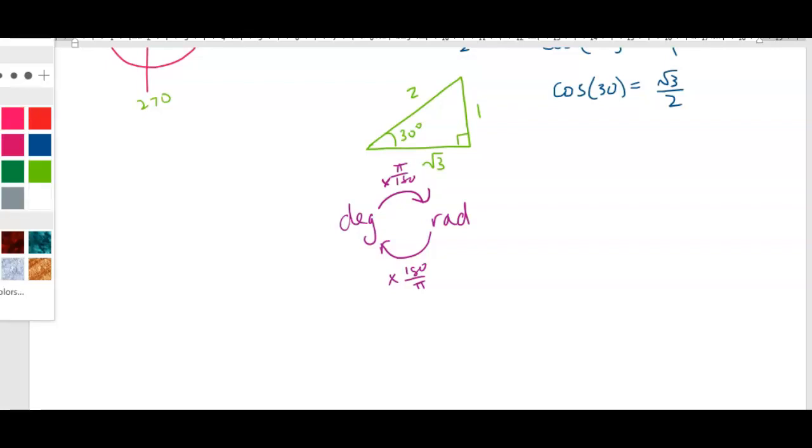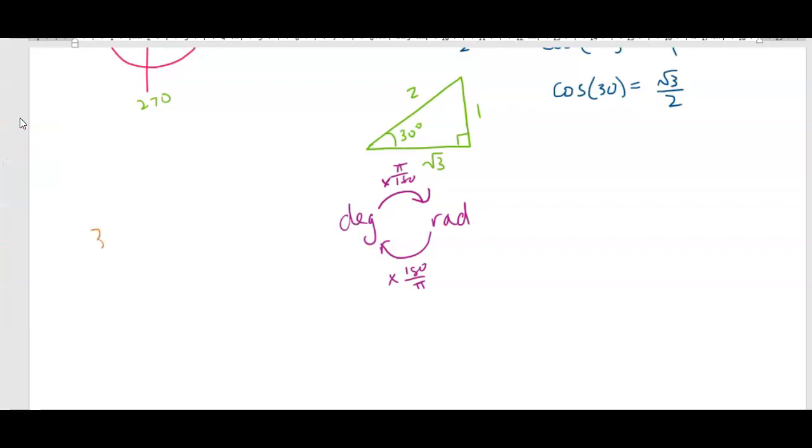So to convert 30 degrees into radians, we multiply by pi on 180. So we've got 30 pi on 180. So the highest common factor is 30. So we're going to have pi on 6. So 30 degrees is equal to pi on 6 radians. Put a little radian symbol on there.